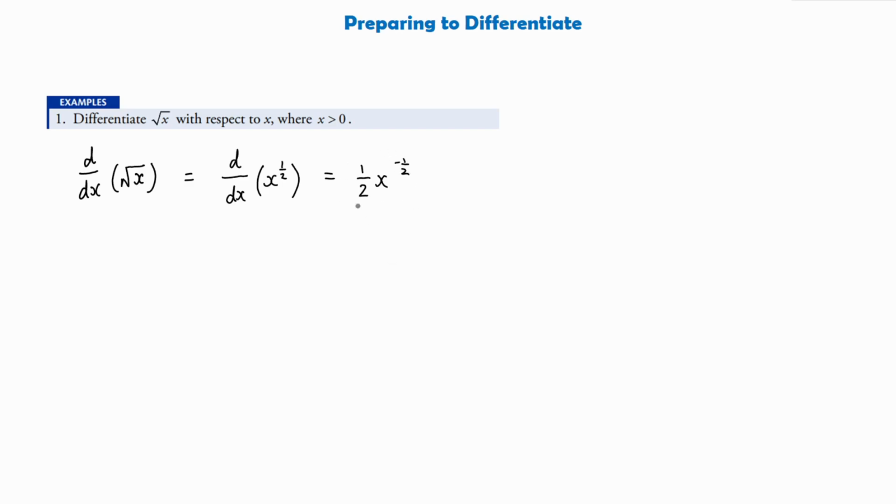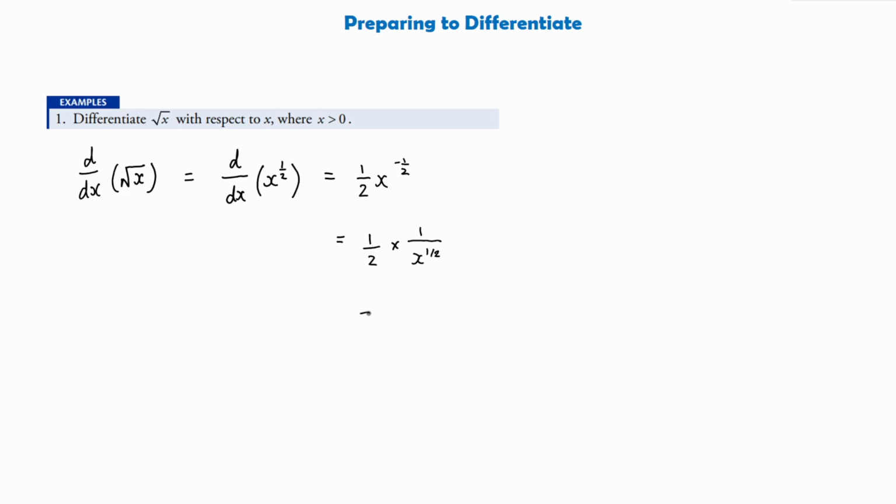Now, this would be sufficient to be the answer, but sometimes markers or question papers might ask you to write it with x to a positive power. So how would we rewrite this where x has a positive power? Well, if we remember, the opposite of a negative power is the same as doing 1 divided by x to the positive version. So we would say that this is the same as a half times 1 over x to the positive half.